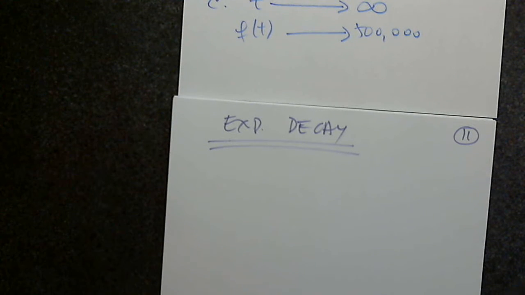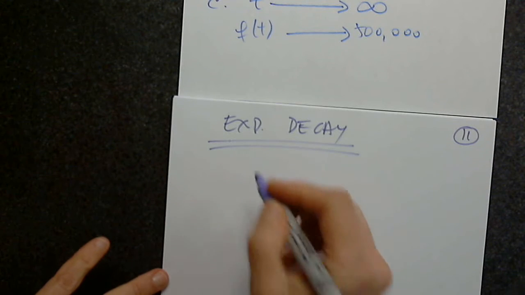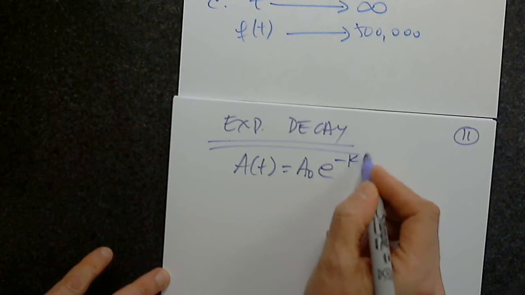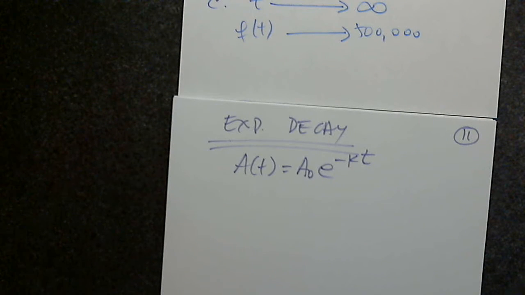Okay, here's the formula for exponential decay. You don't have to memorize it. A of t equals A0 times e to negative kt. Do we notice anything? Very similar. Just the negative in front of k. The positive in front of k will make it increasing. The negative in front of k will make it decreasing.